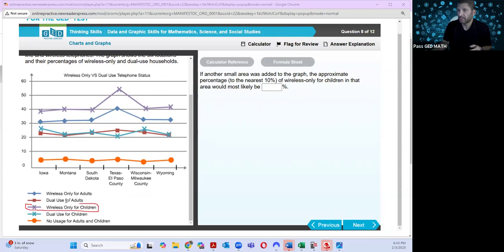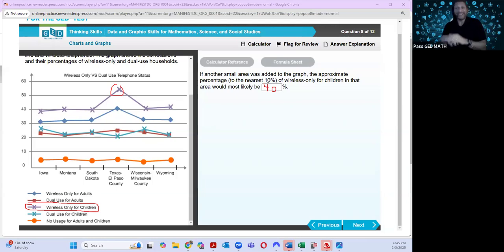So we look at purple. 40, 40, 40, 40, 40. You got one here that's like 50, but most of them are 40. So what do you expect children to be? 40. Easy problem.